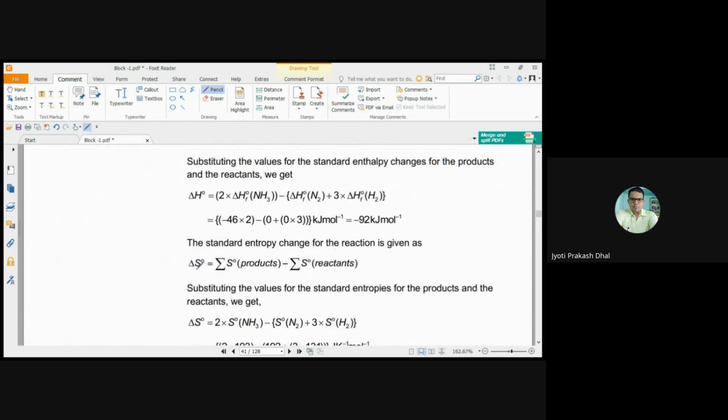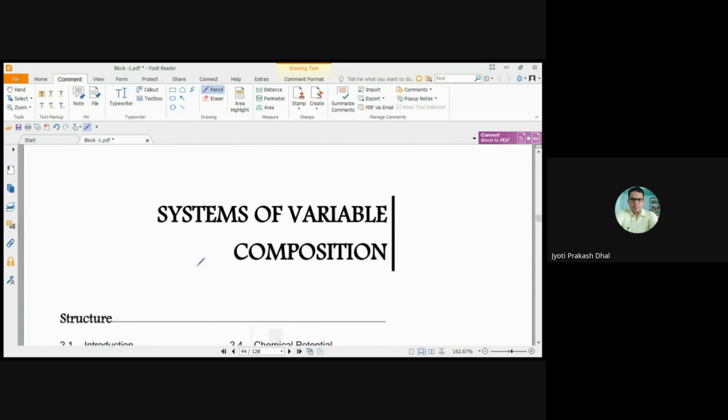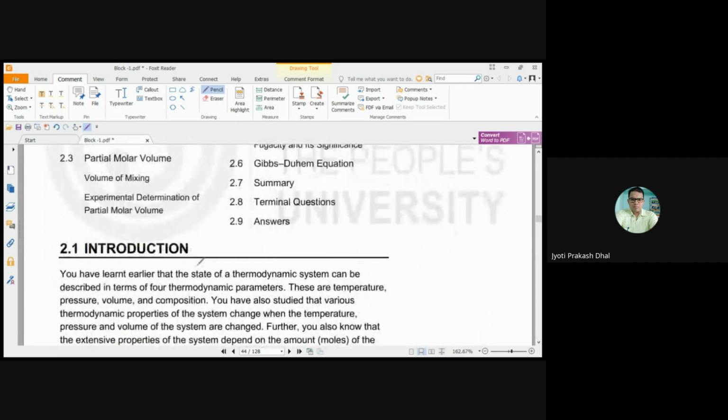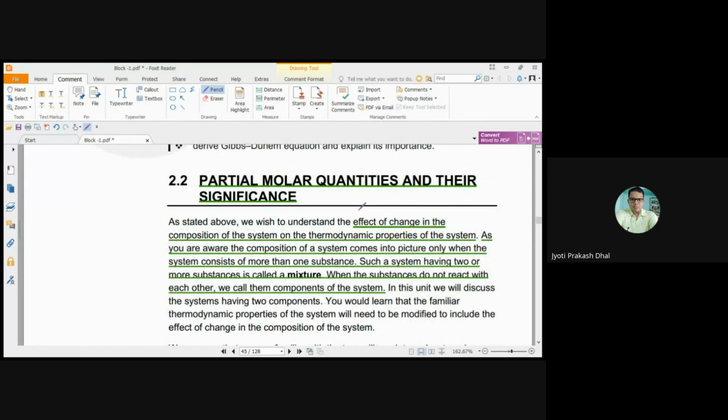Now coming to the next one, which is partial molar quantities and their significance. So here, the effect of change in composition of any system on thermodynamic properties of the system. Here we will discuss the effect of change of composition of any system. That means if there is a change in composition of any component inside the system.